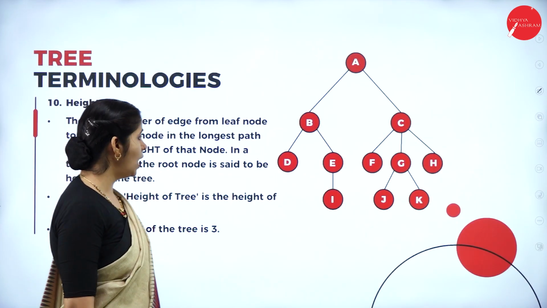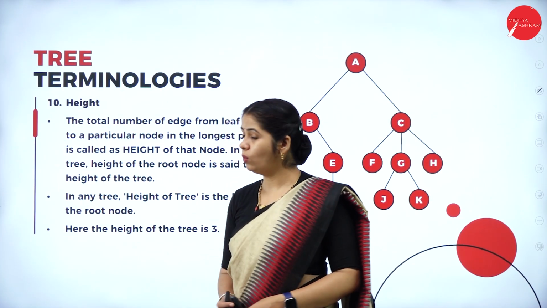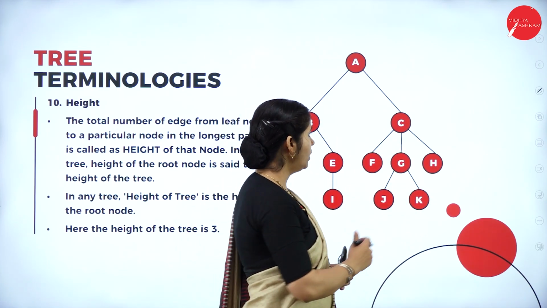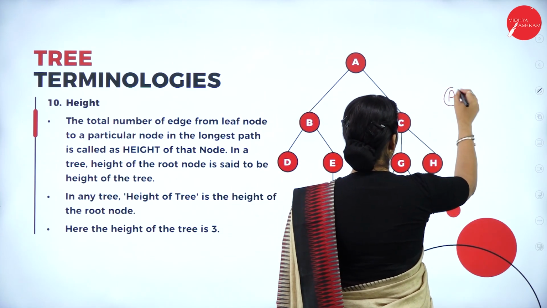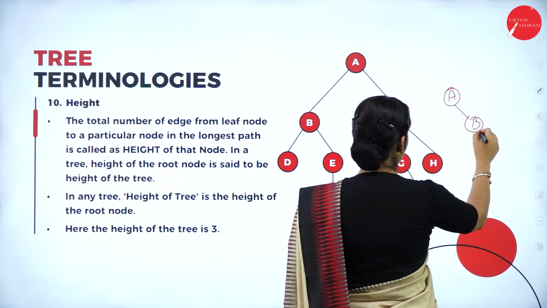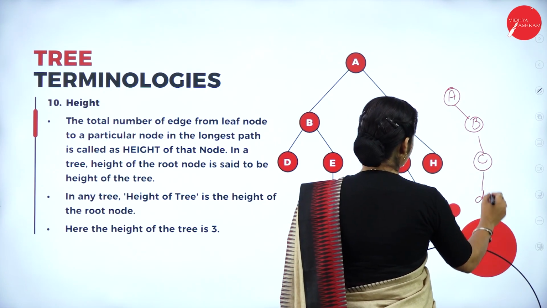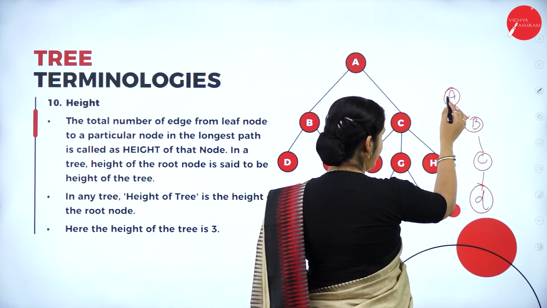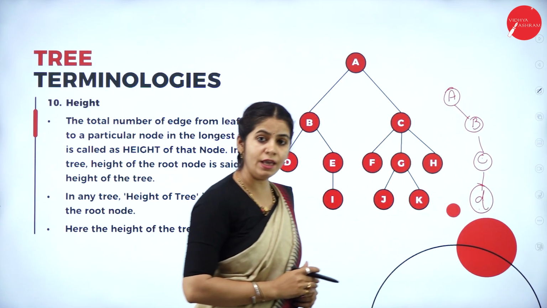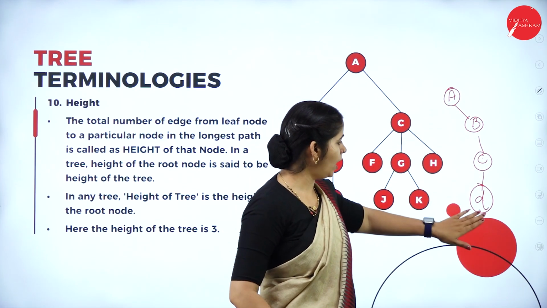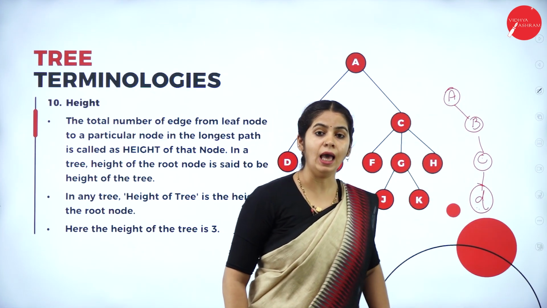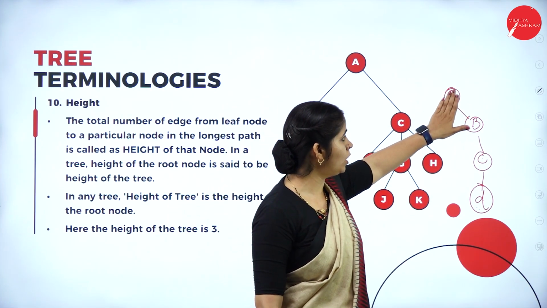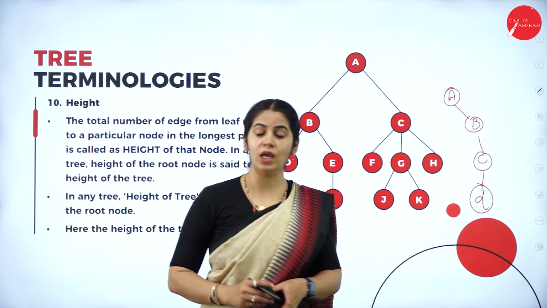Next what we have is height. Height of the tree. What is it? The number of levels is equal to the height of the tree. Okay, how do you represent it? If I have A, B, C, D, like this, what is the height of the tree? How many nodes are connected from the root node to the leaf node? That is called the height of the tree. The number of nodes connected from the root node to the leaf node is called the height of the tree.